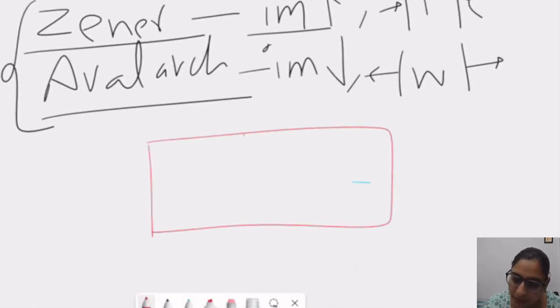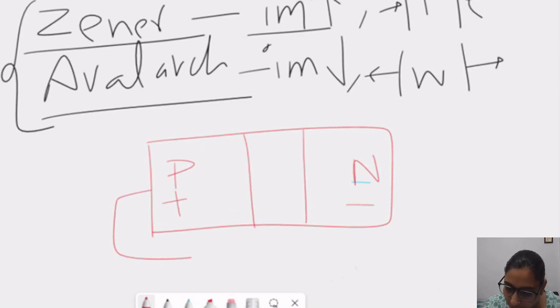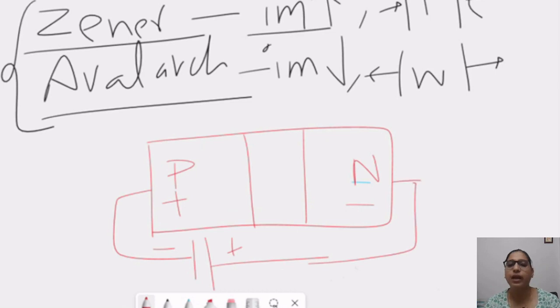So with the help of a PN junction, we will understand this. This is the P side, this is the N side. The P side is connected to the negative of the battery, and the N side is connected to the positive of the battery. So this is the basic configuration in reverse biasing. The voltage is varying in nature.